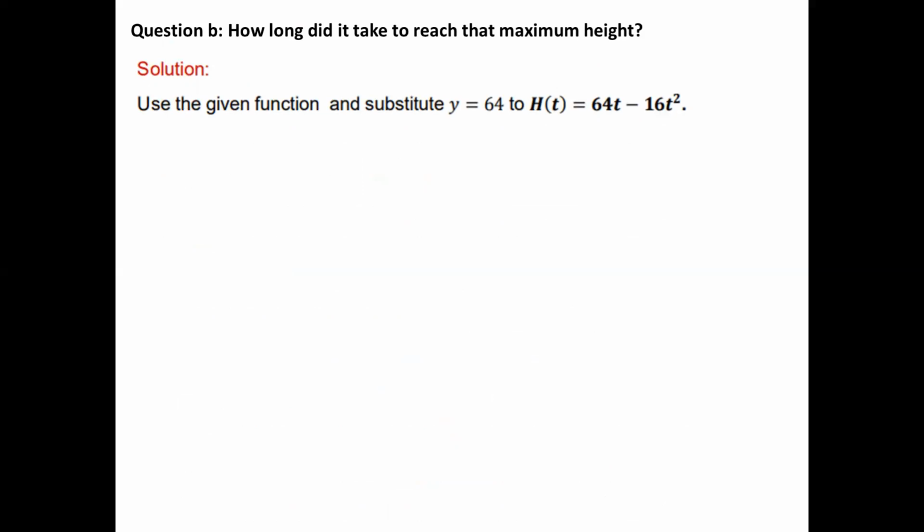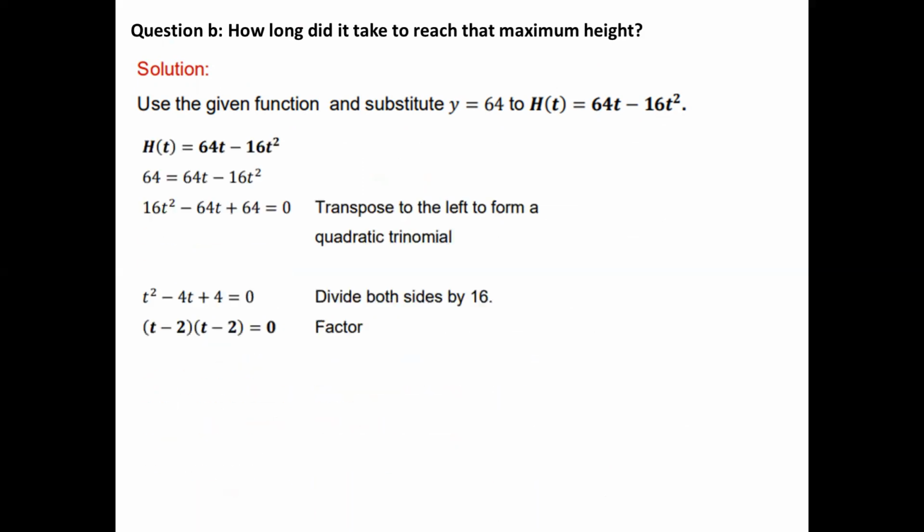Y is equals to 64. h of t is equals to 64t minus 16t squared. Since y is 64, ang h of t natin is 64. Substitution lang tayo. Ito siya, yung h of t, 64. So, we do direct substitution, we can have the value for the time now. Dalawang t minus 2 yan. Kung pansinin mo, anak, sinimplify ko siya, no? Ito siya. And then, naging t squared minus 4t plus 4.